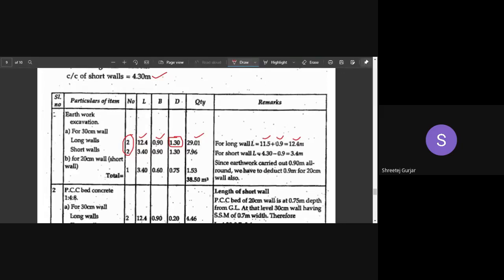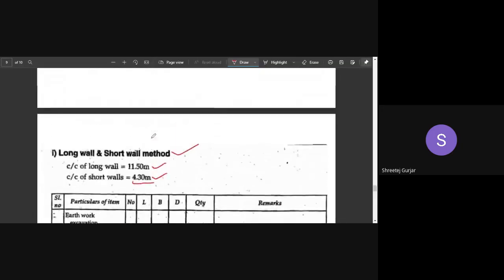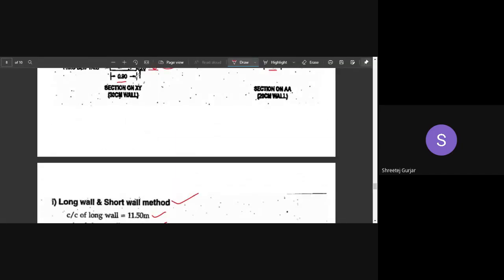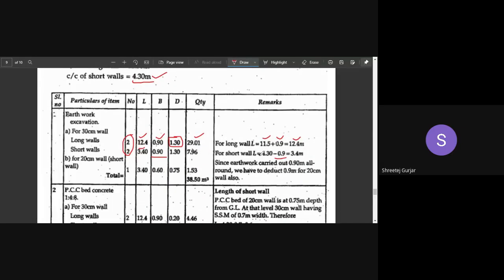Coming to short wall. For calculation of the length of the short wall, I have told you we have to deduct the width from your center line length. So center line length we know is 4.3 meters. From that I have to deduct my width, that is 0.9 meters. So width is the same thing, 0.9 for my short wall. So from 4.3 I will deduct my width, I get the length as 3.4 meters. So length is 3.4 meters, width is 0.9 and the depth is 1.3. Multiplying number into L into B into D, I get the quantity of earthwork for short wall in 30 centimeter wall as 7.96 meter cube.